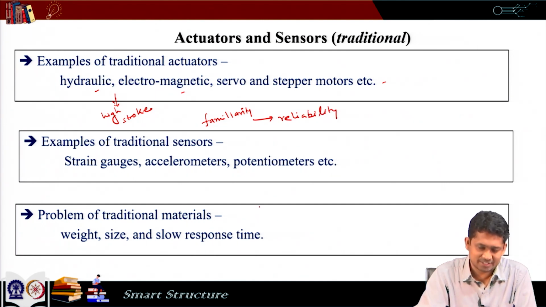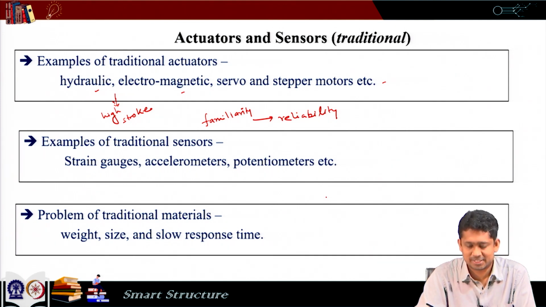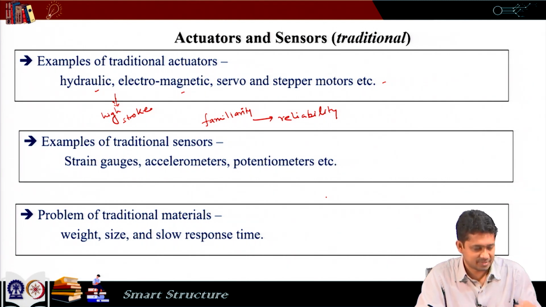However, the problem is that generally these sensors and actuators are bulky, their weight is more and their response time is quite slow. So, if we want to go for more sophisticated applications where we need faster response time, we may want to go for smart material sensors and actuators.